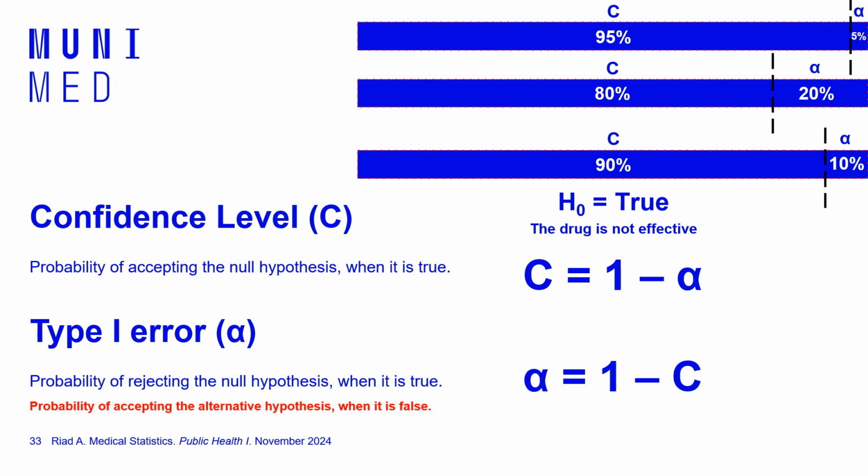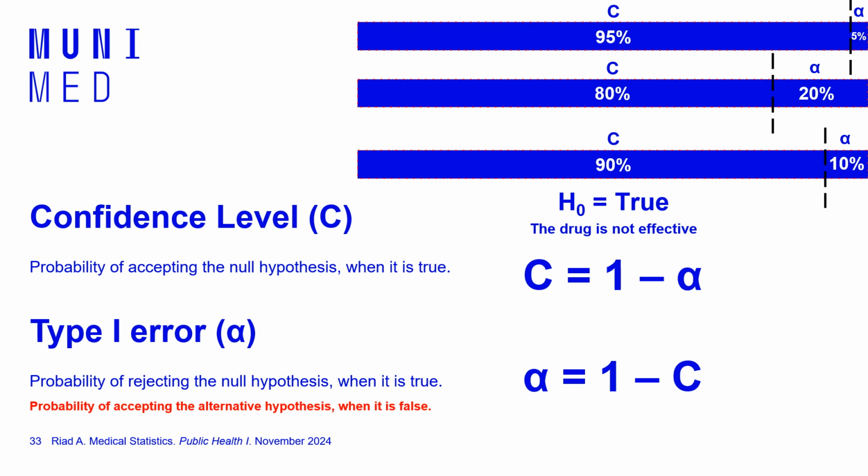Okay, so as you can see, once the confidence increases the alpha decreases and vice versa, because the total probability of H0 being true is 1, or 100%, at the end. So this is the relation between confidence level and type 1 error. And in medicine, just for your reference, the most common value we use in medical research is a confidence level of 95%, which means that the significance level in medical literature is usually 5%.